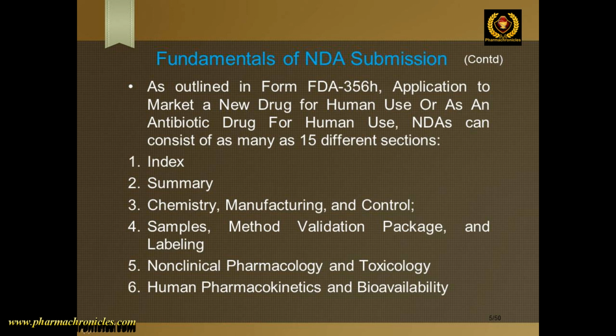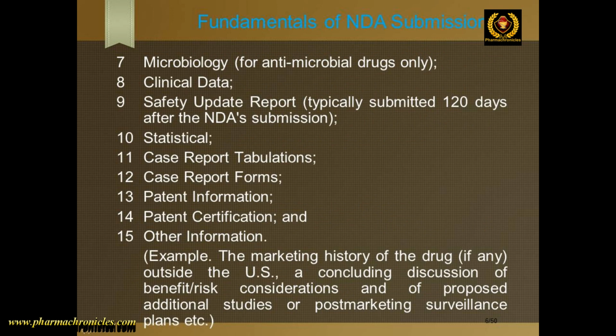Fundamentals of NDA submission. As outlined in Form FDA 356H, application to market a new drug for human use or as an antibiotic drug for human use, NDAs can consist of as many as 15 different sections. 1. Index. 2. Summary. 3. Chemistry, manufacturing, and control. 4. Samples, method validation package, and labeling. 5. Non-clinical pharmacology and toxicology. 6. Human pharmacokinetics and bioavailability. 7. Microbiology, for antimicrobial drugs only.